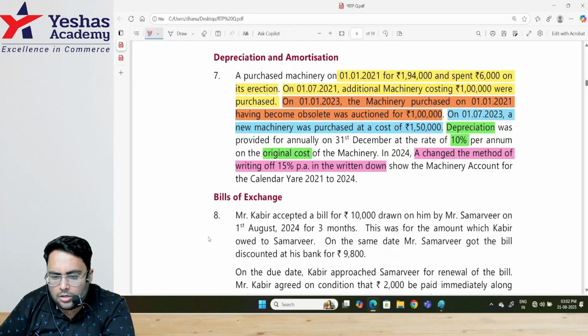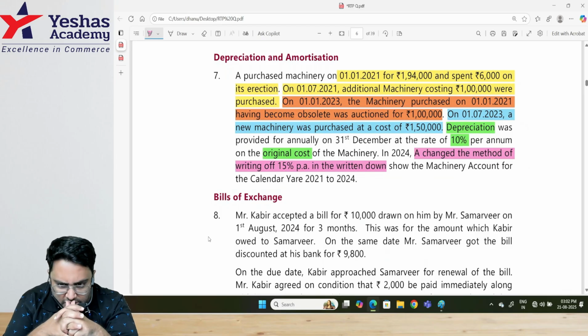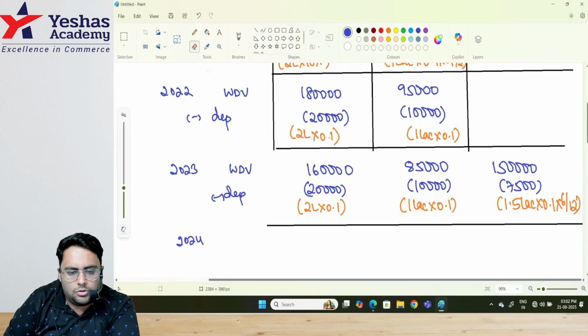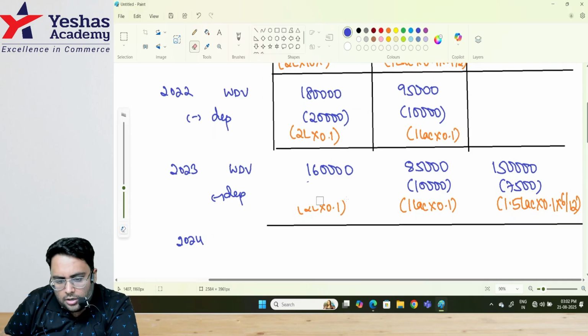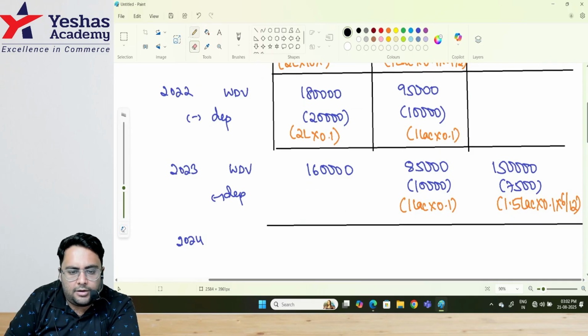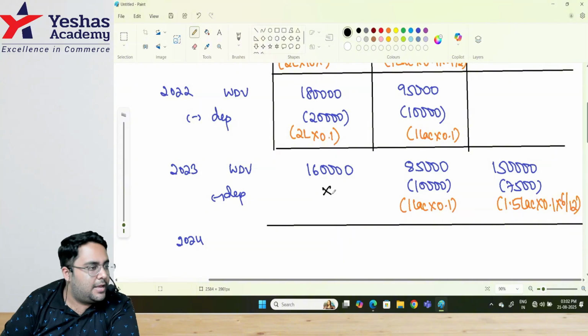Which machine is sold? Orange color. Acha, I did not take the orange color part. On 1st Jan 23, the machine purchased on. Okay, 1st Jan it was sold. So you will just not record this part. There will be no depreciation on first asset. Why? First asset has been sold.